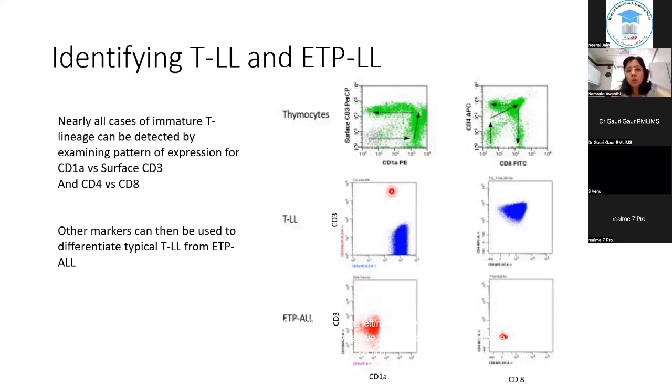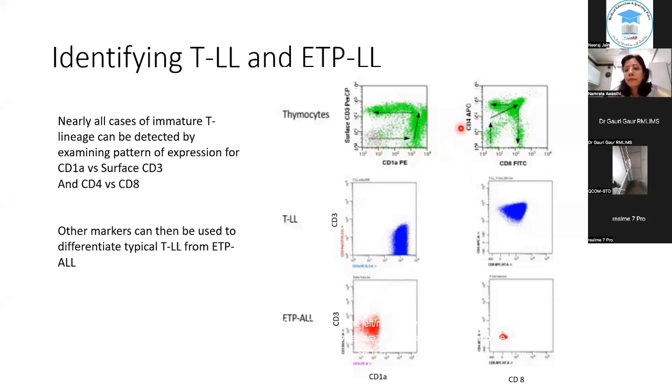Looking at these two dot plots, CD1A versus surface CD3 and CD8 versus CD4, we can differentiate normal T cells or thymocytes from T-LL and ETP-LL. How? Normal thymocytes in the very immature state are negative for CD1A, then they acquire CD1A, they acquire surface CD3, and then CD1A is lost. So CD1A is present only in the intermediate stages. If you compare it with the case of T-LL and ETP-LL, you can see that T-LL will be expressing CD1A and ETP-LL will not be expressing CD1A because it is derived from this cell population.